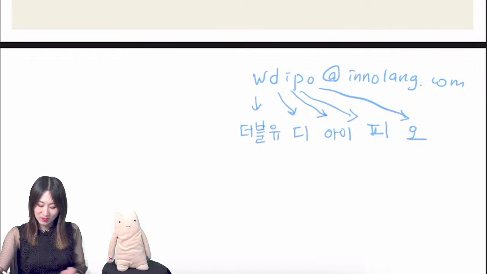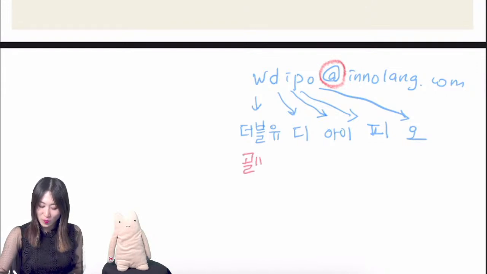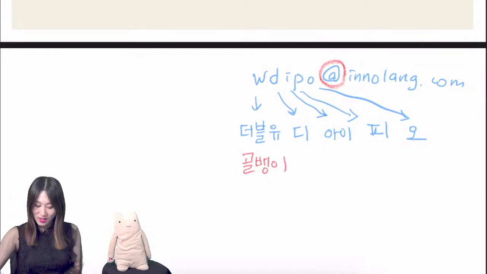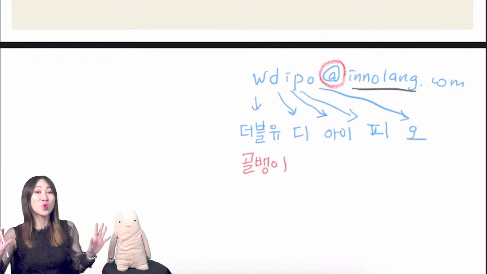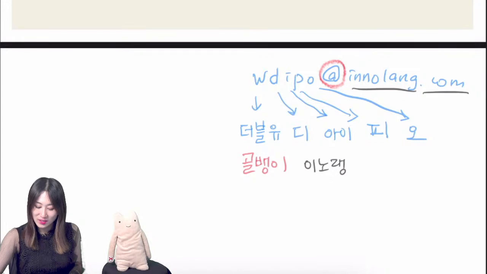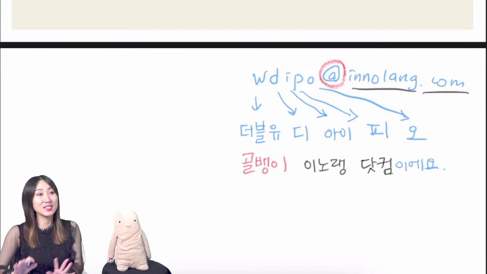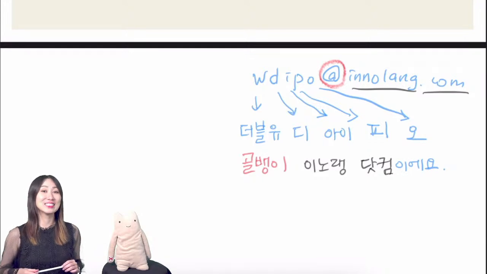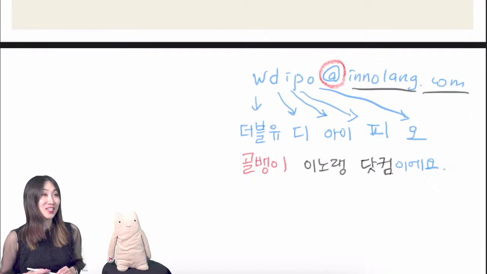And this. Remember, this is 골뱅이. And now, this is less important because it doesn't exist. So, 골뱅이, 이노랭, and this is .com. 이에요 means like is. So, WTIPO 골뱅이 이노랭.com 이에요. Okay.